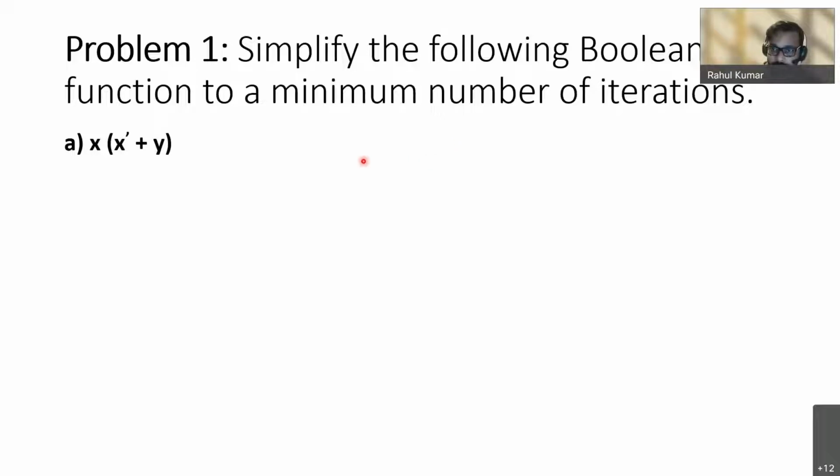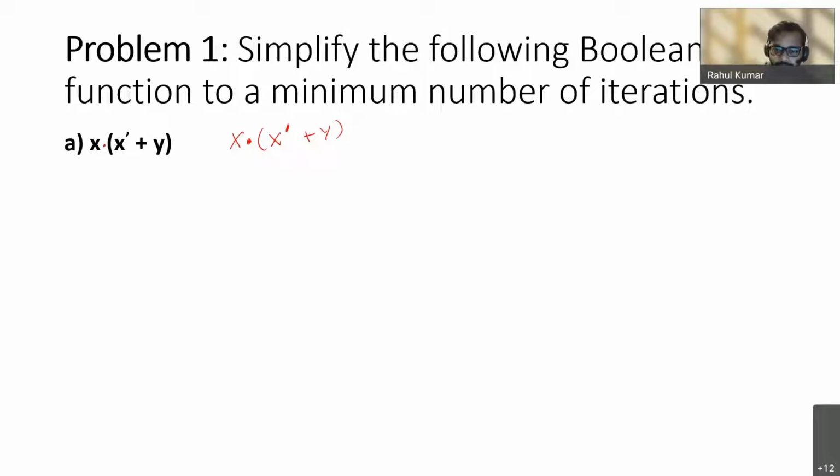So this first problem is to simplify the following Boolean function to a minimum number of iterations, right? So here you have x, and there is nothing, so it would mean x dot x dash or x bar plus y. If you do not have anything in the middle, it would mean you have a dot, right? So dot means AND gate and plus means OR gate, right?